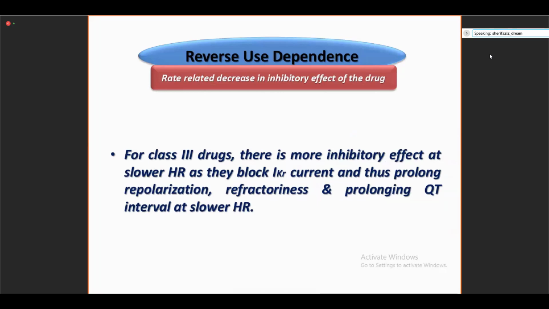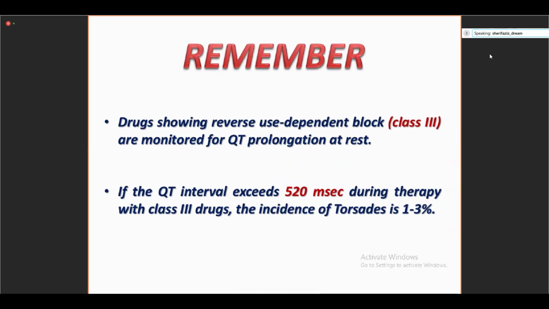The opposite to use dependence is reverse use dependence, in which the inhibitory effect appears, of course, in resting state or when the rate is controlled more than in tachycardia, and this is, of course, evident in class 3 antiarrhythmic medication like amiodarone. So use dependence and reverse use dependence are very important to understand in order to understand how to use the treadmill test in these patients and when to stop.